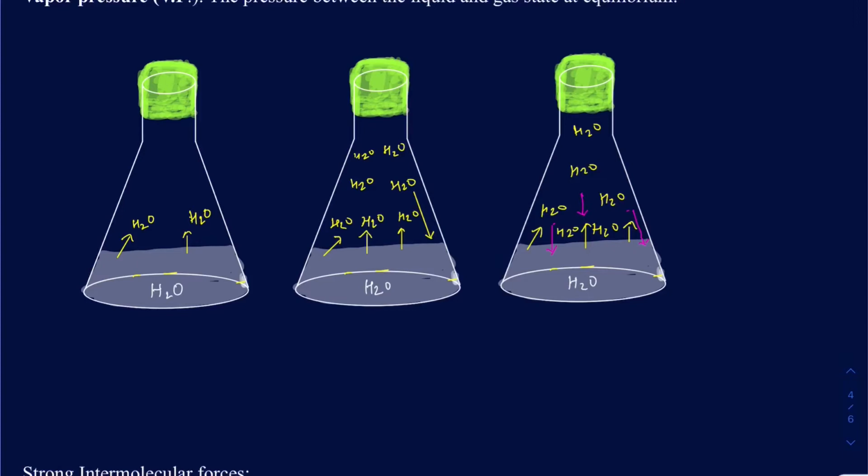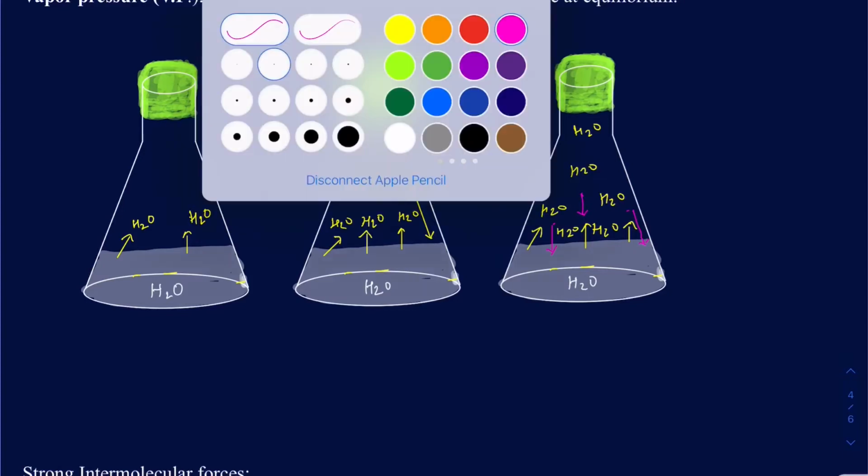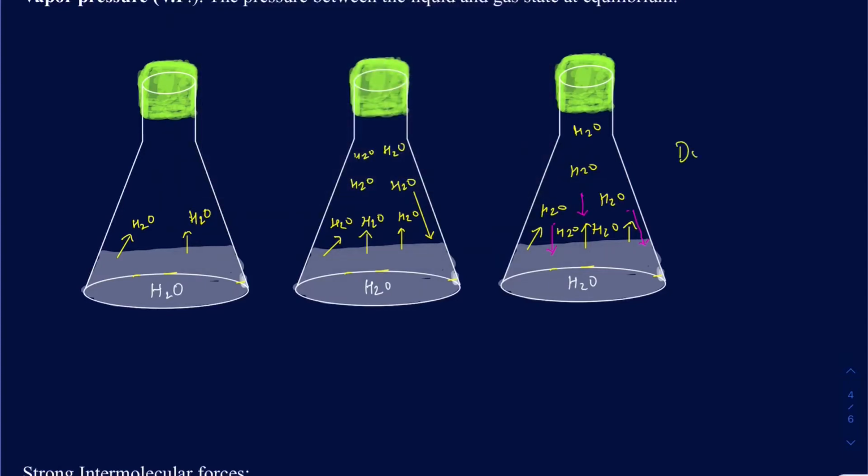Okay, so once you reach this so-called dynamic equilibrium, the pressure exerted by these gases or these vapors onto the liquid surface and vice versa is called the vapor pressure. Now, how fast and how quickly these water molecules in this example will go into the vapor phase really depends on how strongly they are held with one another.